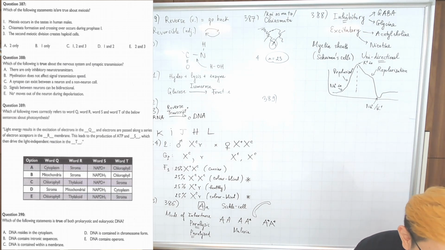And electrons pass along a series of electron acceptors in the stroma membrane, right? Now I think it's thylakoid membrane. Stroma is basically the matrix, whatever water inside of the chloroplast. So it cannot be stroma membrane. It has to be thylakoid membrane, right? So either C or E.